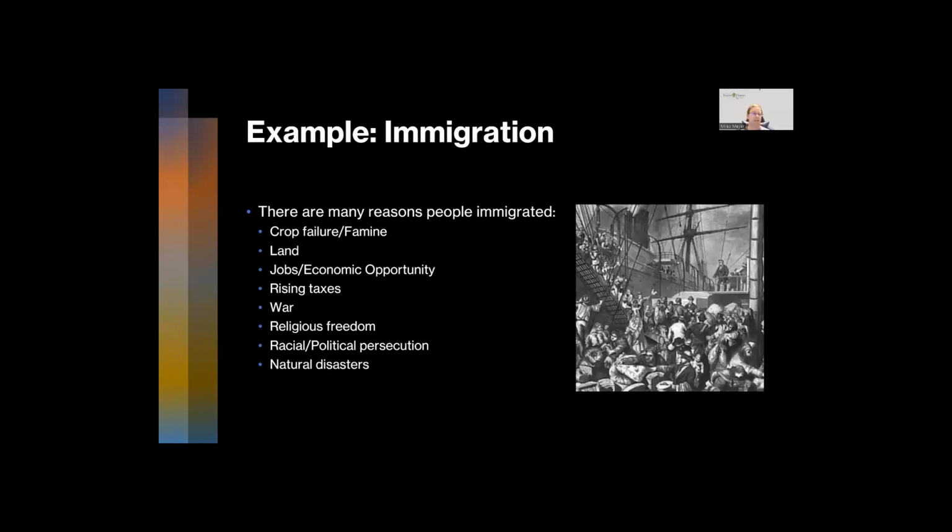So let's take an example such as immigration and look at how the social history affects that. There are many reasons people immigrated. A lot of times we look at the record and it says the family immigrated in 1832 or 1850 or 1880. Well, that's great. And then we also research, they immigrated into Castle Garden or Ellis Island or New Orleans. But that's only a part of the story.